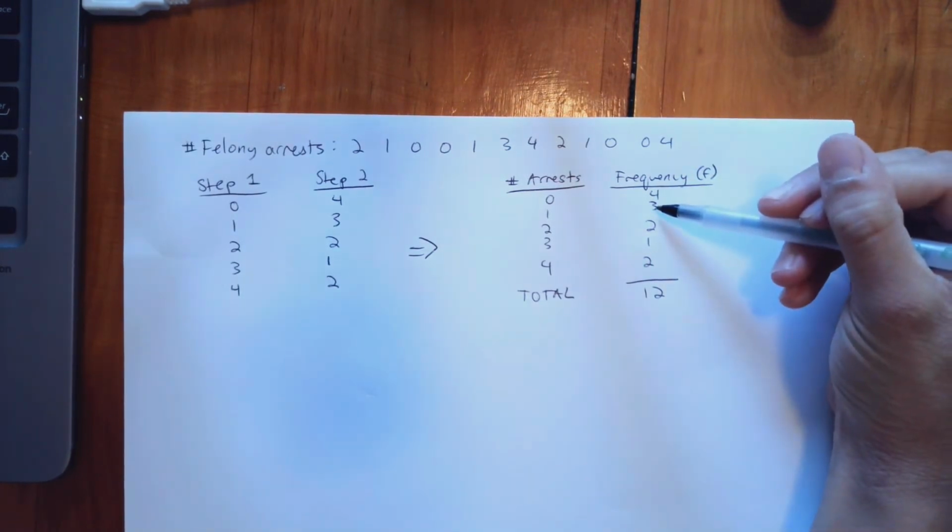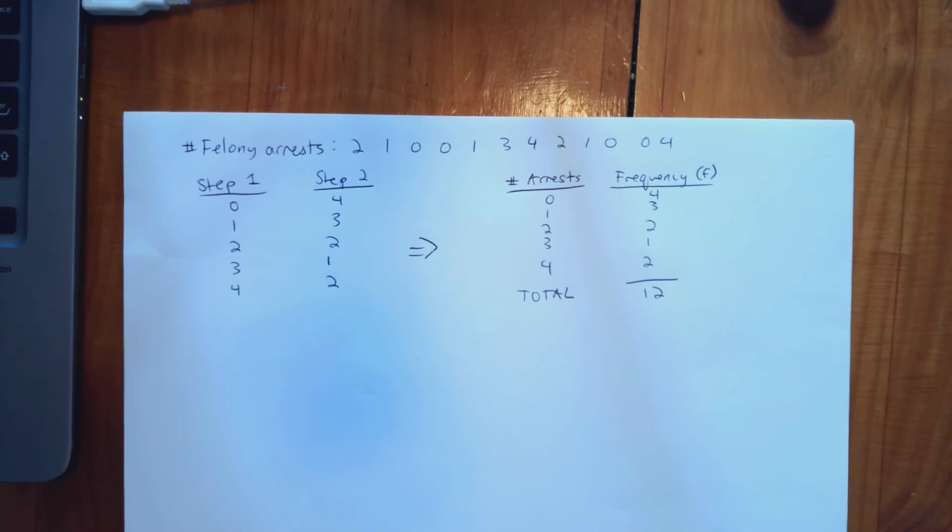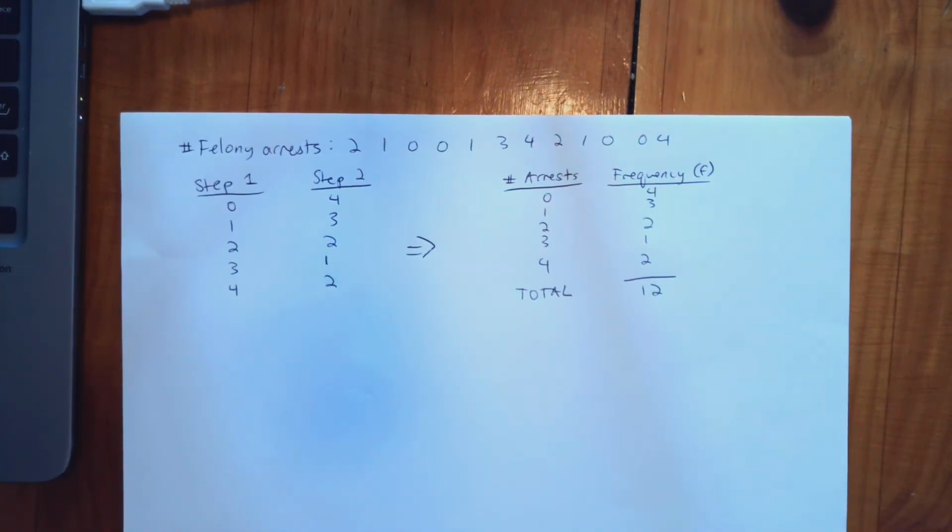So 4 plus 3 is 7, plus 2 is 9, plus 1 is 10, plus 2 is 12. And so you can always get it in those two ways. And that's it. We're done. We've created a frequency distribution for number of arrests.